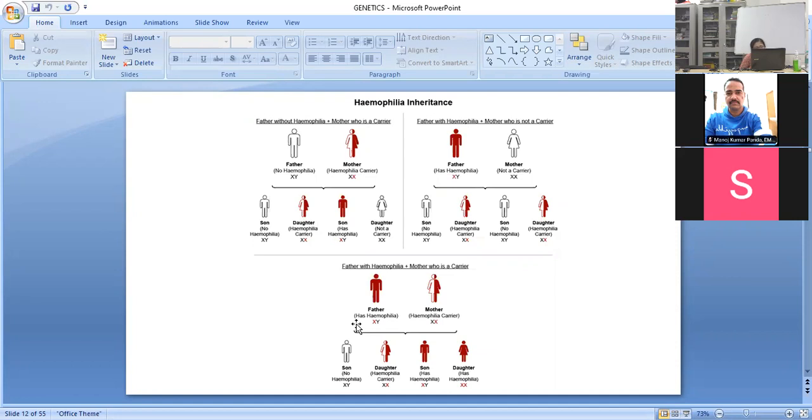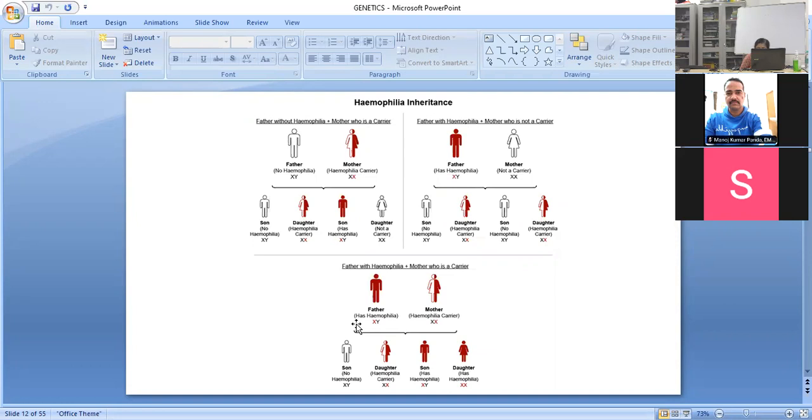And in case the father is hemophilic and the mother is a carrier, the father has hemophilia, so his X is affected, and the mother is a carrier, so one X is also affected. And so one son will have it because the mother is carrying an affected X chromosome with the particular disorder, and all the daughters will be carriers.